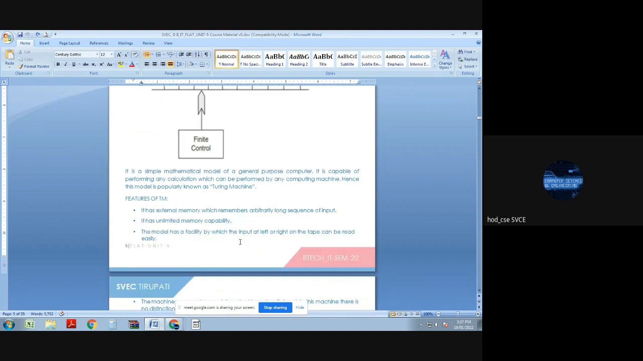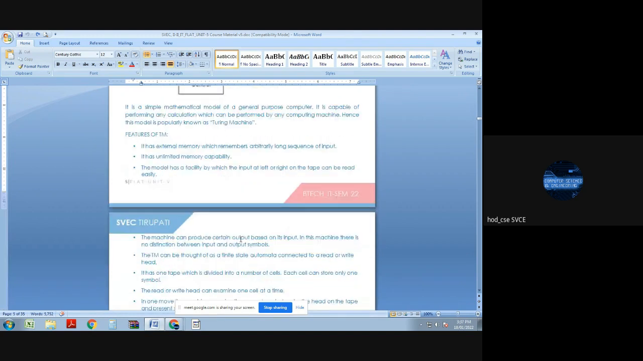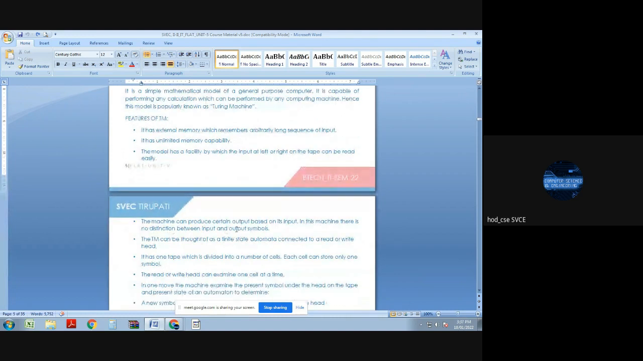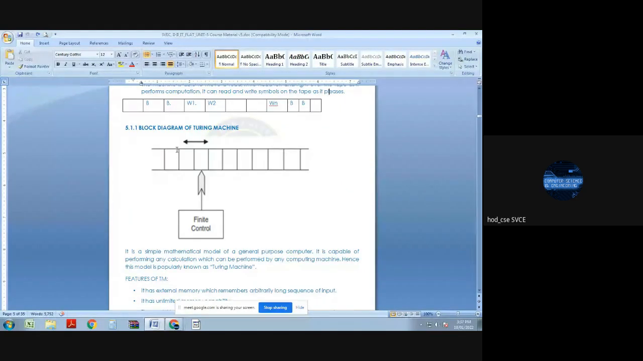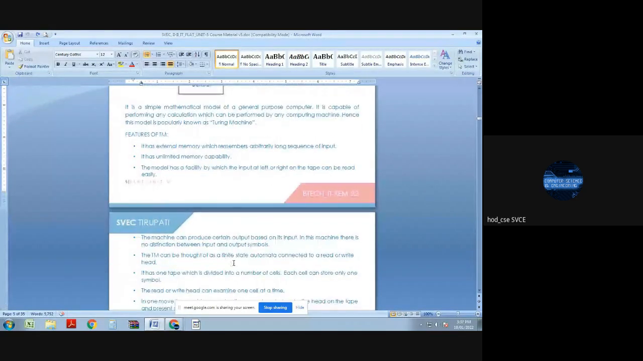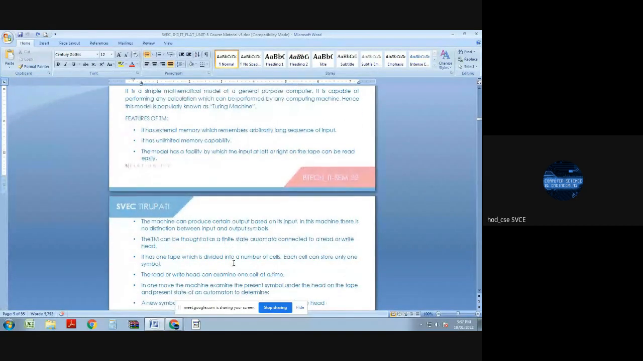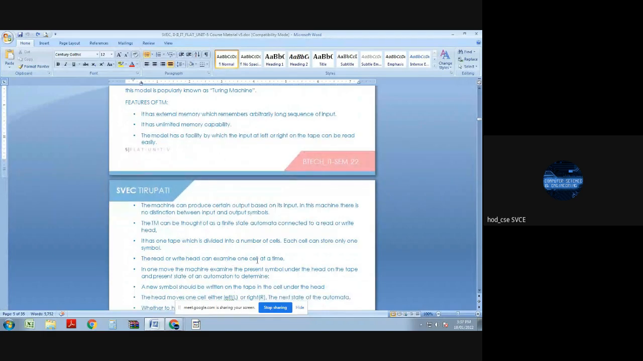So this is called a Turing machine. The machine can produce certain output based on its inputs. In this machine, there is no distinction between input and output symbols. The Turing machine can be thought of as a finite state automaton connected to a read-write head. It has one tape which is divided into n number of cells. Each cell can store one symbol, and the read-write head can examine one cell at a time.